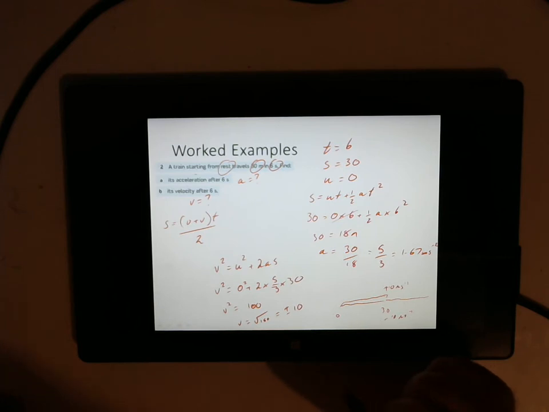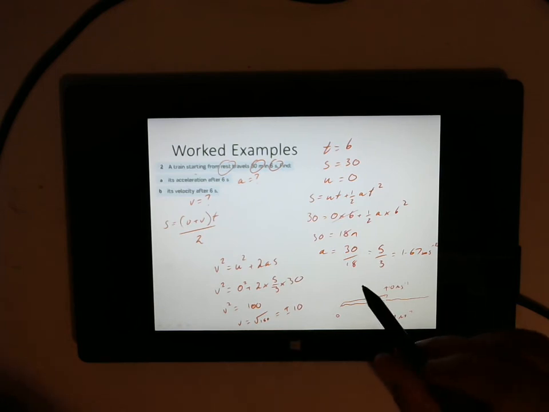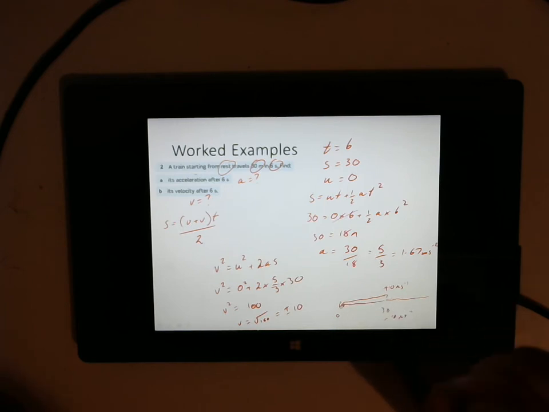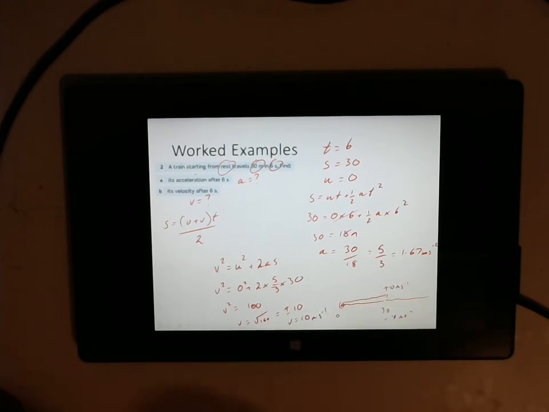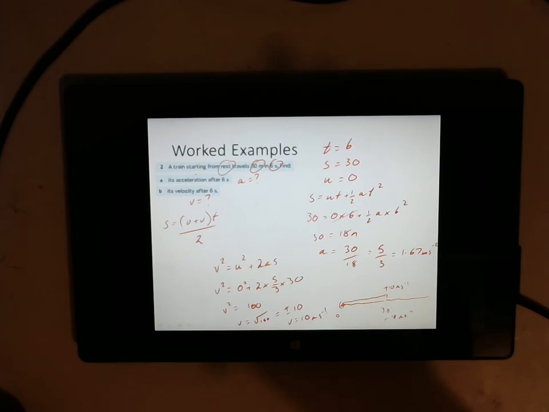And so the question is, well, which one meets our story? This one is the only one that meets our story if it started at rest and went forward. 99 times out of 100, just choose the positive answer, and it'll be probably correct. Okay, so v equals 10 meters per second.